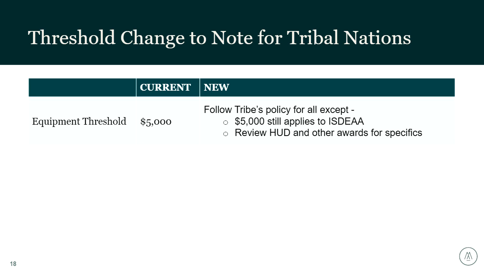However, I just want to make sure you all know that the Indian Self-Determination Education Assistance Act, also called Public Law 93-638, still has the $5,000 threshold for equipment. So for purchases that you make with that funding, you'll want to make sure you're still following that $5,000. So I would recommend you review all of your awards, whether it's HUD or any other awards, to make sure that they don't have any specific policies. They don't have a lower threshold than what you're deciding in your new policy.